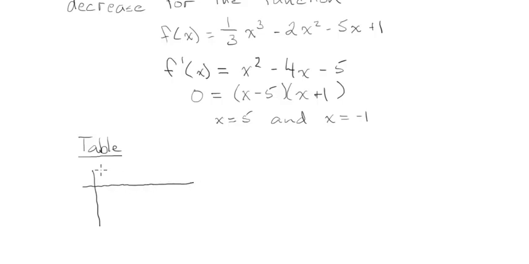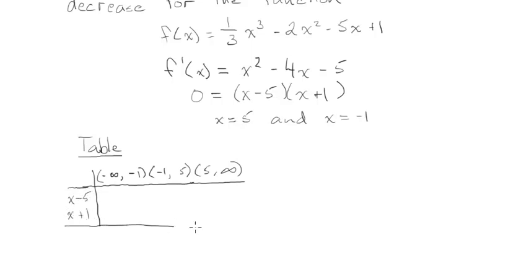Along the top, you're going to start at minus infinity. You're going to break the real number line up at the roots. So starting at minus infinity, going to the lowest root, which is -1, -1 to the next root, which is 5, and 5 to infinity. Along the side here, you're going to list the factors. So the factors were x minus 5 and x plus 1.